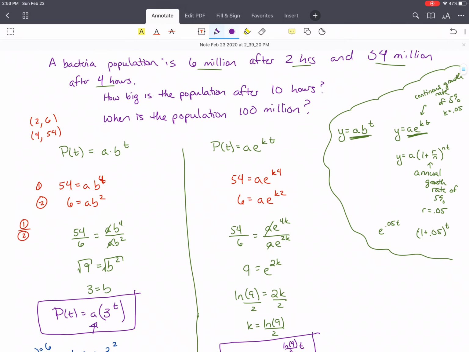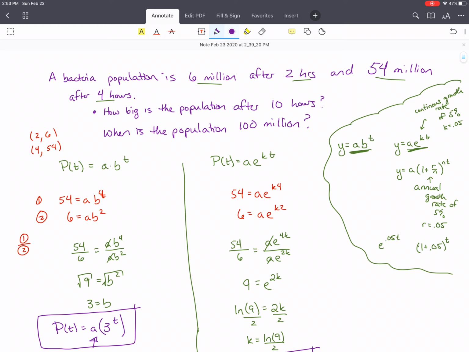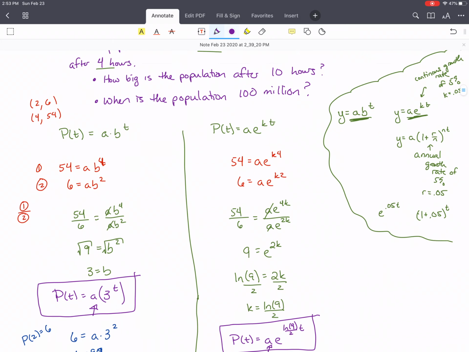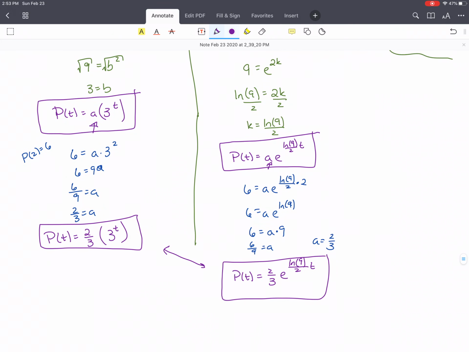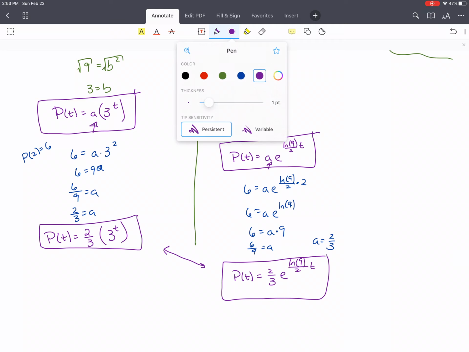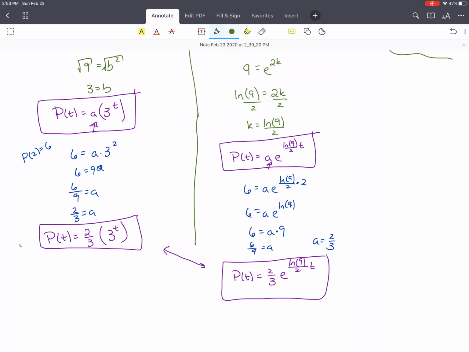Once I have my model, then I'm going to answer my questions with my model. How big is the population after 10 hours? So I have to ask myself, what do I know? Do I know my input or my output there? Well, my input is my time, t in hours, so I know my input. And I'll go ahead and run with this first equation.